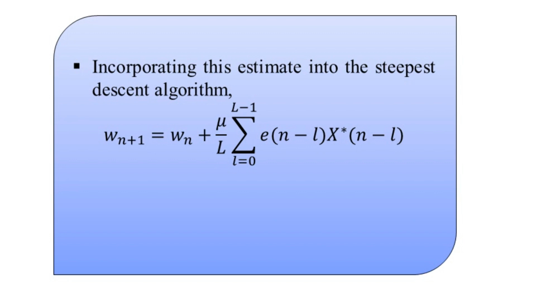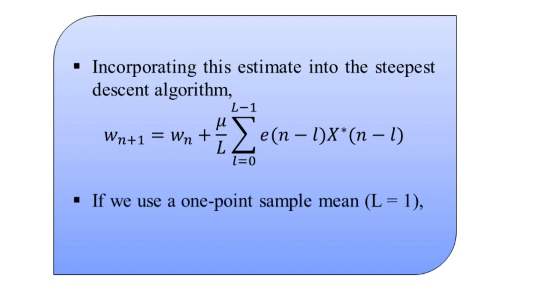If we see a special case of this equation, the use of a 1 point sample mean will be obtained when we have L equal to 1 here. There we can represent E-hat of e(n) times the complex conjugate of x(n), which is equal to e(n) times the complex conjugate of x(n) simply.